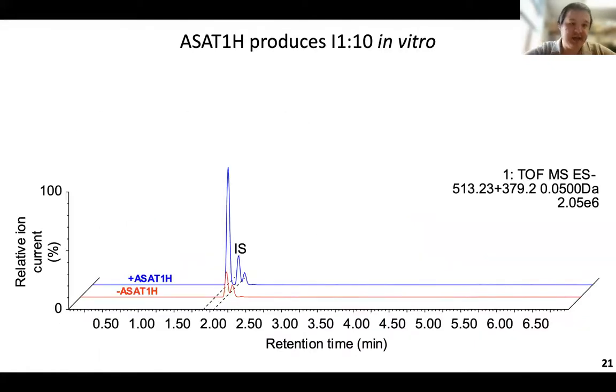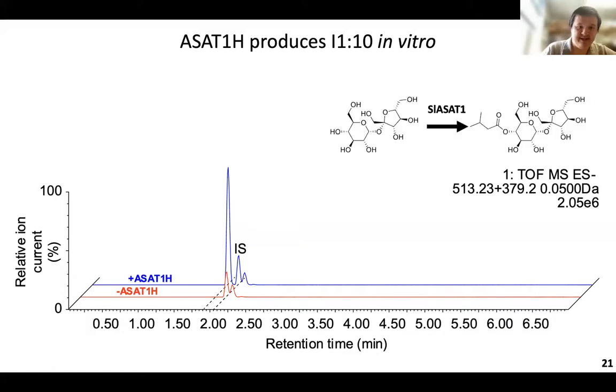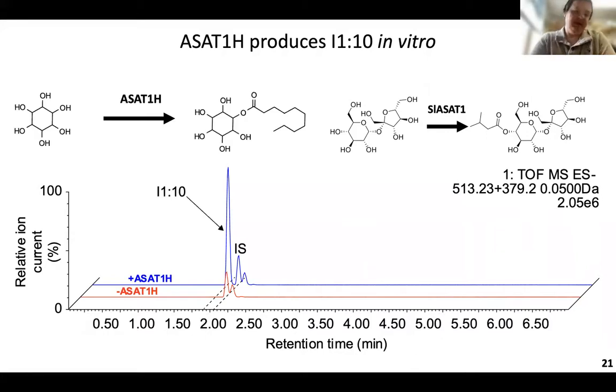So we went about trying to characterize some of these enzymes. The first was this homolog of ASAT1. It is a natural fit for the first step in this pathway. The reason is that in tomato, SlASAT1, one of its closest homologs, catalyzes the acylation of sucrose with a C5 acyl chain. Now, there are no C5 acyl chains here, but what we found is when we supplied this ASAT1 homolog with myo-inositol and a straight 10-carbon acyl-CoA, the enzyme is able to catalyze that acylation in vitro.